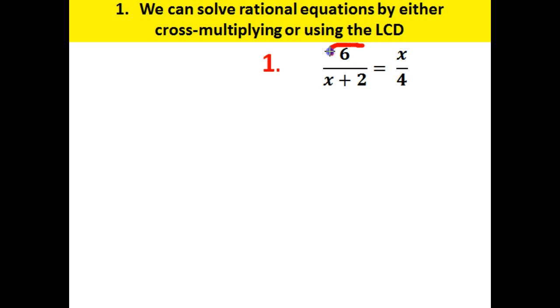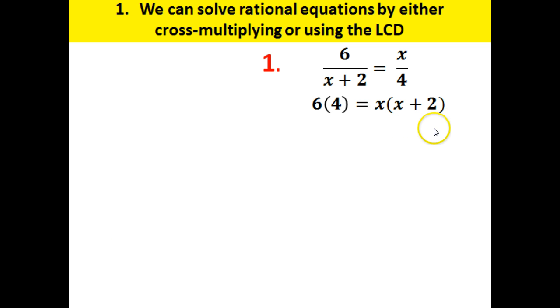So basically we can take this 6 here and multiply it by the 4, and then we can take this x here and multiply it by the x plus 2. And that's really going to be our easiest route that we can try to do here. So let's try to do that now. So we've got 6 times 4, and we've got x times x plus 2.